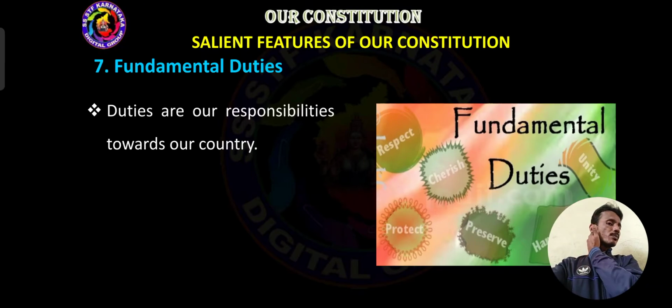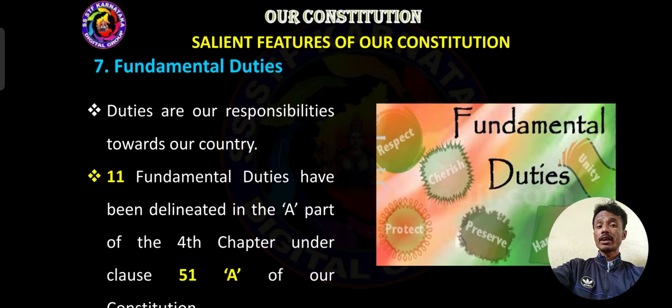Duties are our responsibilities. Mainly, duties are our responsibilities towards our country. The Constitution gave fundamental rights to citizens. So as it is, certain duties are also there. It is our duty and our responsibility to our nation that we have to do. So what are fundamental duties? Means duties are our responsibilities towards our country. So 11 fundamental duties have been delineated. It means outlined.